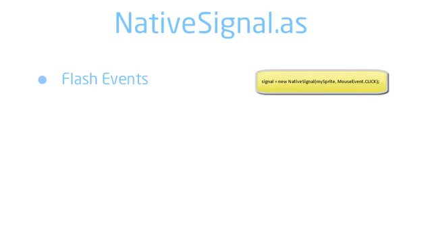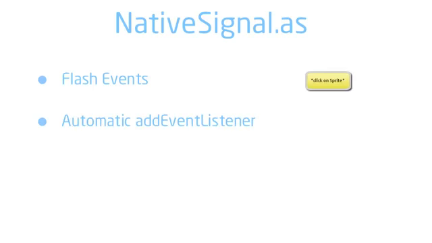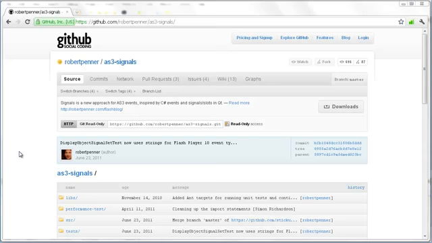The third and last signal type is the native signal. This one is designed to work together with the native Flash events. All the mouse events, timer events and whatnot that you're used to. In the constructor of a native signal, you can specify the target dispatching the event, for example a sprite, and the type of the event, for example a mouse click event. The signal will then automatically set up a listener behind the scenes for you and dispatch itself whenever that native Flash event is dispatched. Alright, enough talking without showing.